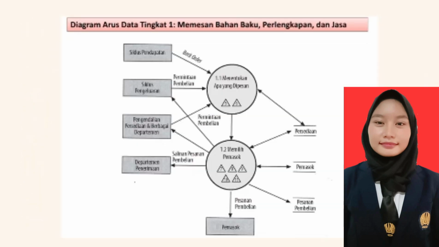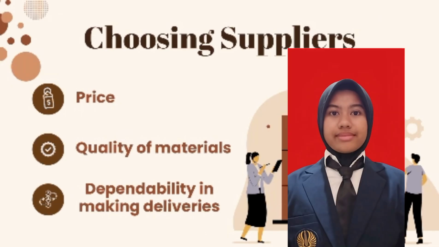Here is the level 1 data flow diagram for ordering raw materials, supplies, and services. Next, I will explain about selecting suppliers. There are several factors that should be considered when selecting a supplier. The first one is price, second is quality of materials, and the third one is dependability in making deliveries. Once a supplier has been selected for a product, the supplier's identity should become part of the product inventory master record to avoid repeating the supplier selection process for every subsequent order.